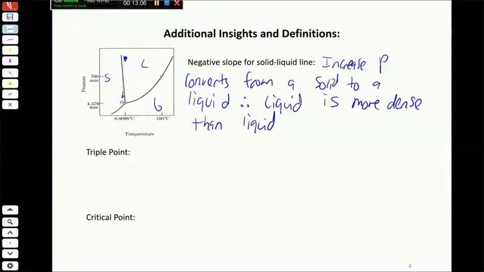And so we see that as we increase the pressure. And so the slope of this solid-liquid line tells us then which of the phases between solid and liquid is more dense. In this case, it would be the liquid that's more dense.